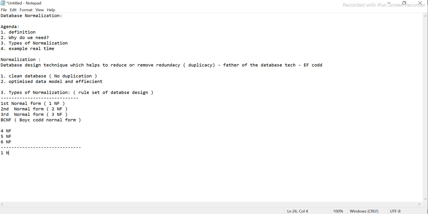So let's try to understand 1NF, the first normal form. What does first normal form say? It has certain rules. They are talking about a table, and in a table there will be columns. In RDBMS, a table is also called a relation, and columns are also called tuples, or attributes, correct?